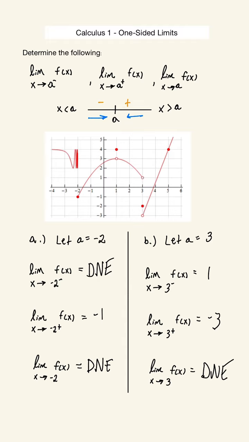So one-sided limits are really not that much different than standard limits. It's really just evaluating the limit from the left-hand side and the right-hand side and trying to understand what y value you're starting to approach.